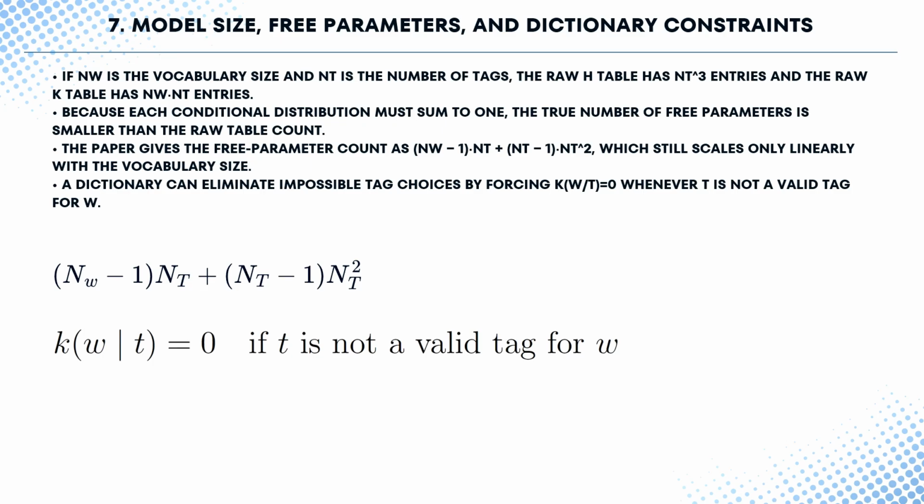An important takeaway is that the model grows linearly with vocabulary size, which shows that the model is also scalable. Also, one important thing is that the dictionary specifies valid tags for each word, and if a tag is impossible, its probability is set to 0. This helps in reducing computation, improving accuracy, and also prevents invalid sequences.